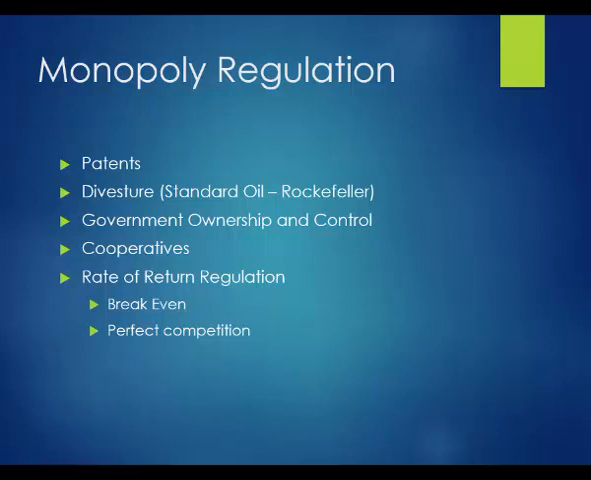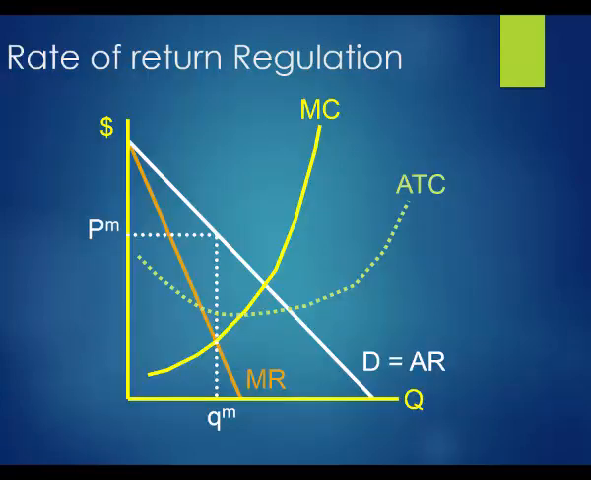We can tell the monopolists they're allowed to operate, but they've got to operate at the break-even point. Or we can tell the monopolists they have to behave as if they were a firm operating in perfect competition. We need a graph to see this, so we're going to hit the next slide and pull up a graph. So here's the next slide, and here is the typical situation with a monopolist.